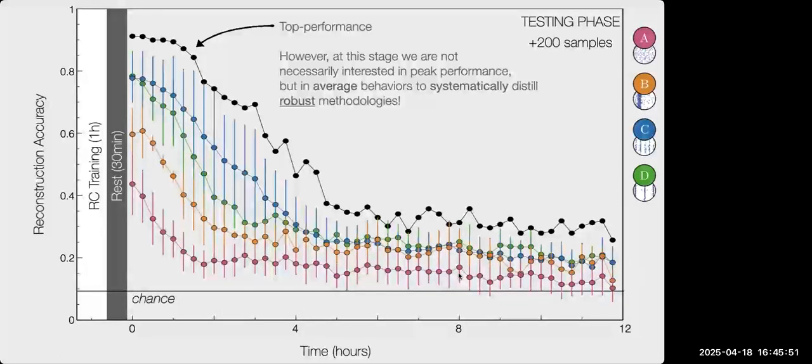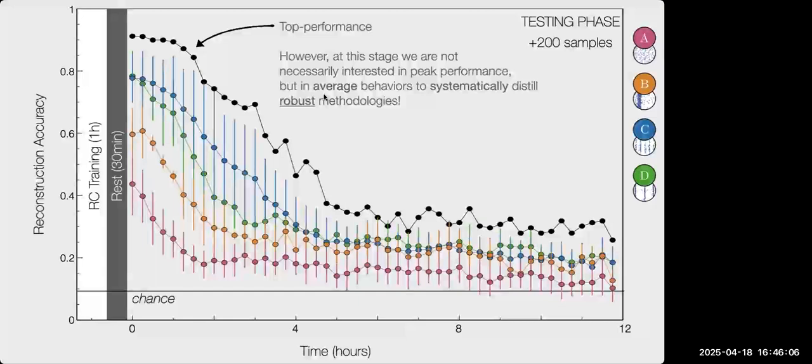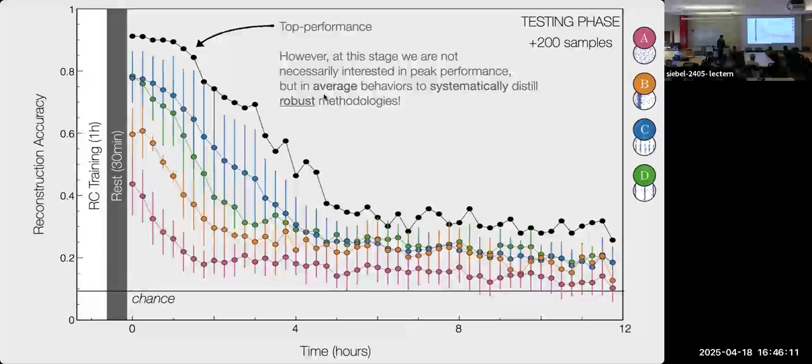I see. So what is the y-axis? Reconstruction accuracy. What do you actually compute? How do you calculate reconstruction accuracy? So there are 10 different patterns, and we can see how many patterns are recognized correctly, divided by the total number of patterns. That would be the accuracy.